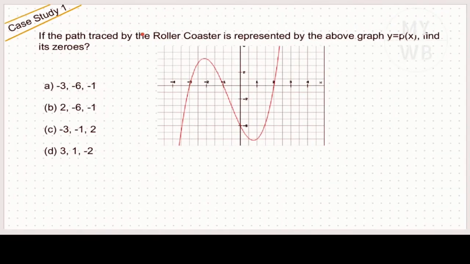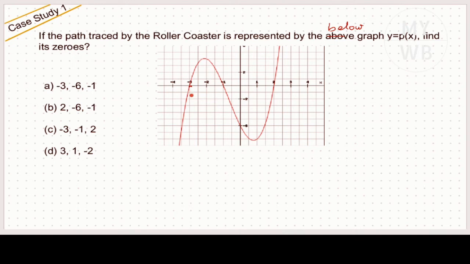If the path traced by the roller coaster is represented by the above graph y equal to p of x, sorry, it's below, find its zeros. So to find the zeros from a given graph, we have to check the x coordinate of the point of intersection with the x-axis.